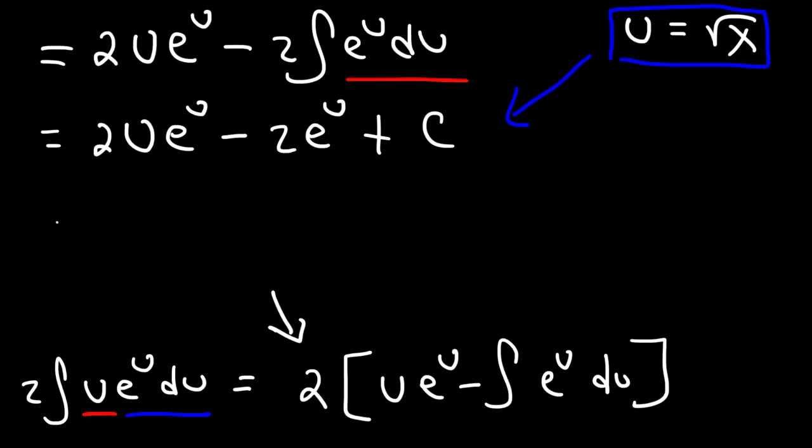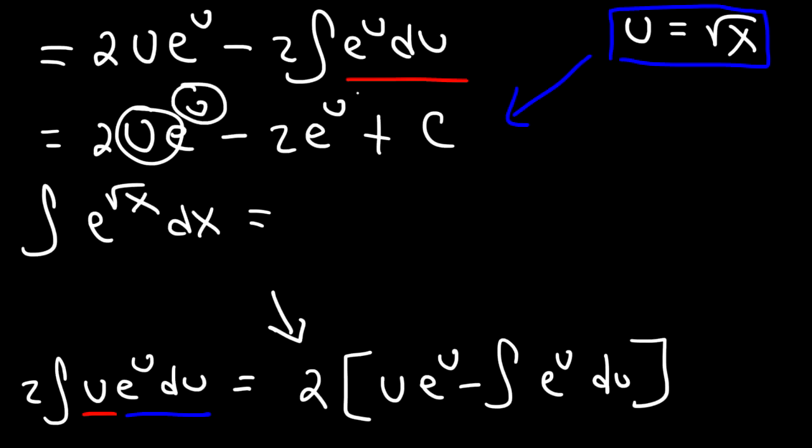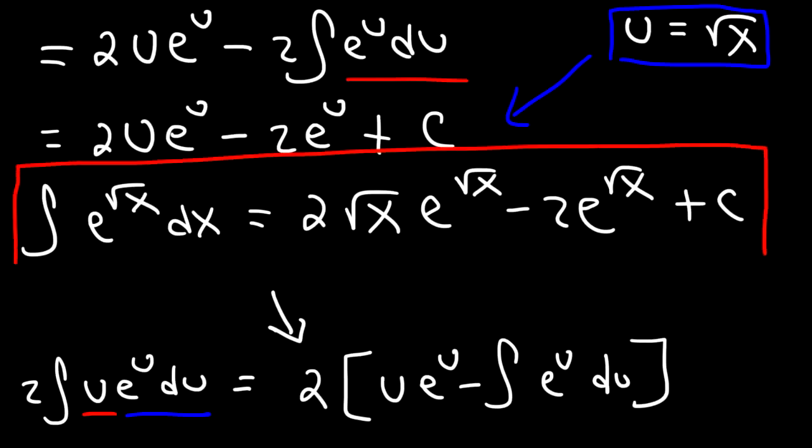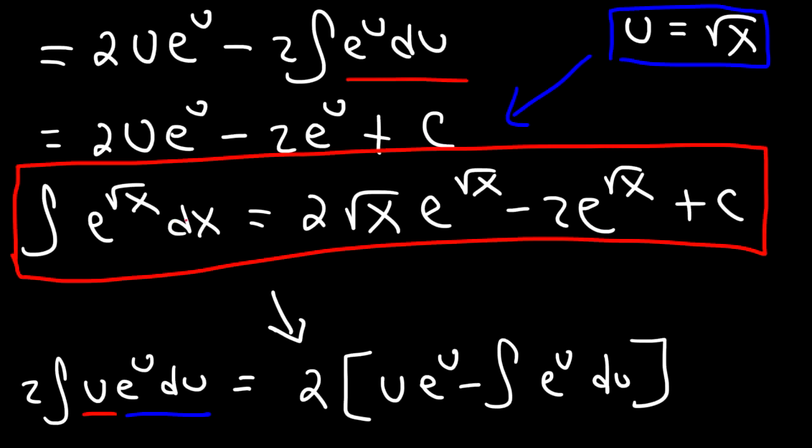So here's the final answer. Let me write the original problem. So the integral of e to the square root x dx is going to be, everywhere you see a u variable, replace it with the square root of x. So this is going to be 2 square root x e to the square root x minus 2 e to the square root x plus c. And that is the final answer. So that's how you could find the integral of e to the square root x dx.